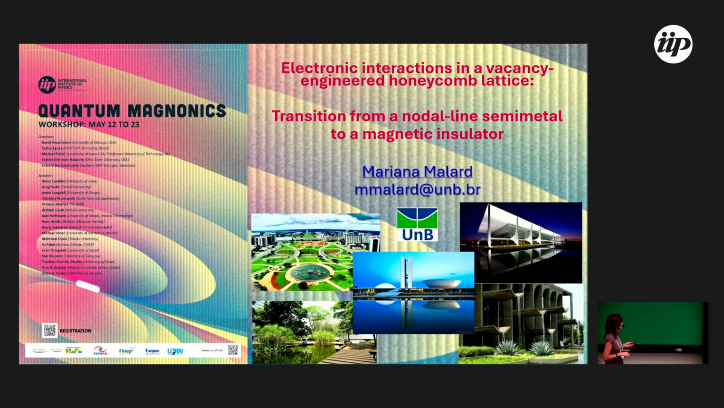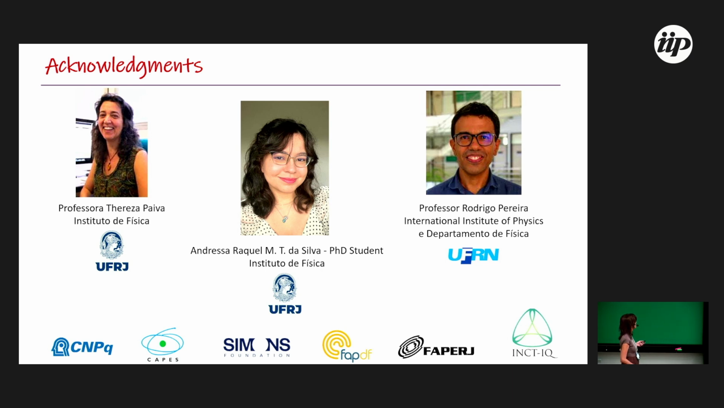So I'll talk about this idea of engineering a nodal line semi-metal using vacancies in a crystalline structure, and how that system or this phase can be turned into a magnetic insulator using electron-electron interactions. And the heavy lift of this work was carried out by my collaborators from Rio de Janeiro, and here the guy who did most of the analytical work for the quantum phase transition to the magnetic phase is sitting over there. Don't try to hide, because the questions will be directed to you when it comes to part of this work, at least.